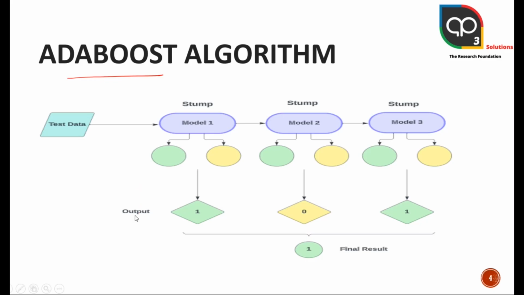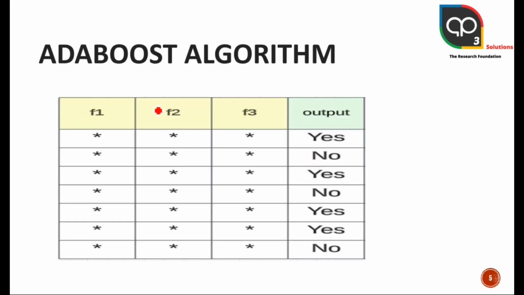Yes, dear friends, AdaBoost is an ensemble machine learning algorithm that can be used in a wide variety of classification and regression tasks. It's a supervised learning algorithm that is used to classify data by combining multiple weak learners, mainly decision trees, to form a stronger learner. Now, suppose we have a data set.